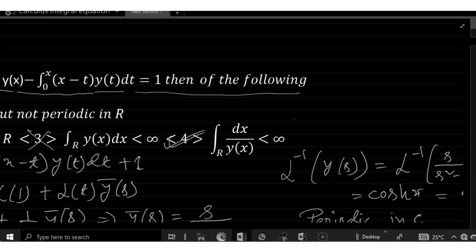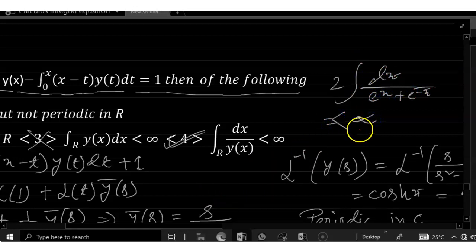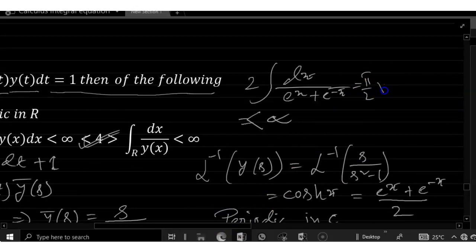Because 2 into dx plus e to the power minus x less than infinity equals pi by 2. Pi by 2 into 2, because it is 0 to infinity, 0 to infinity minus infinity to infinity.